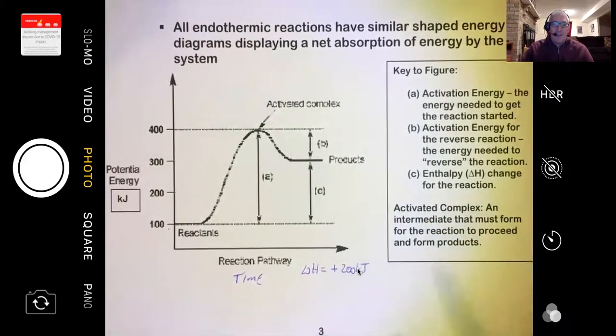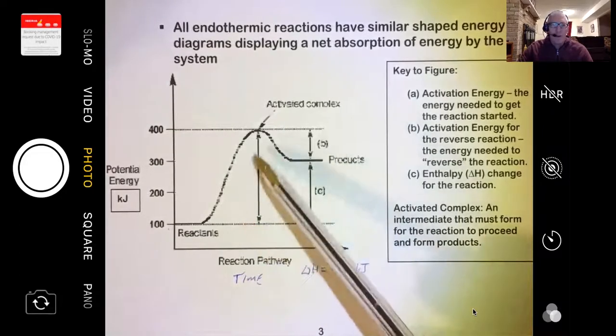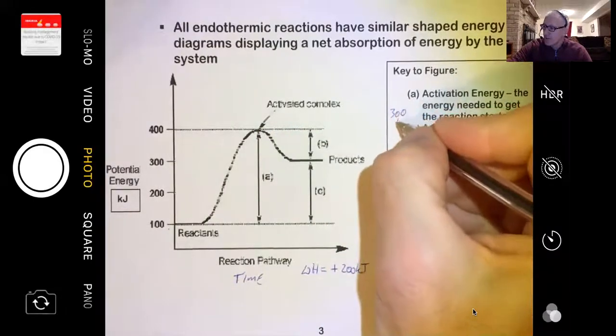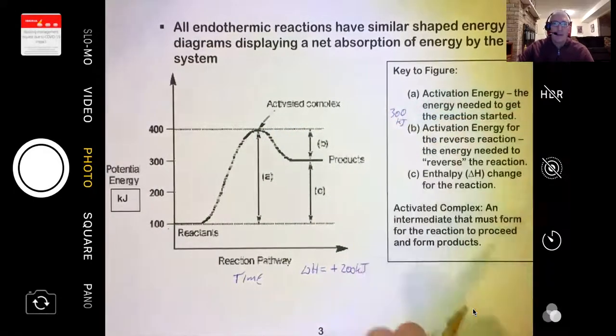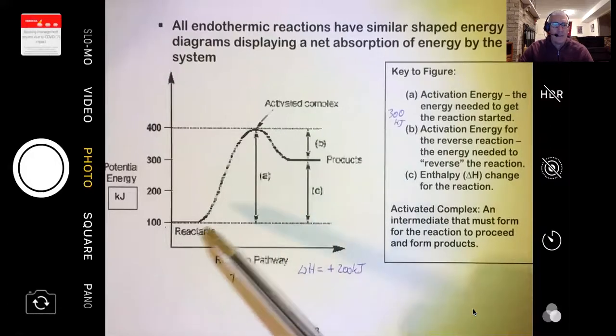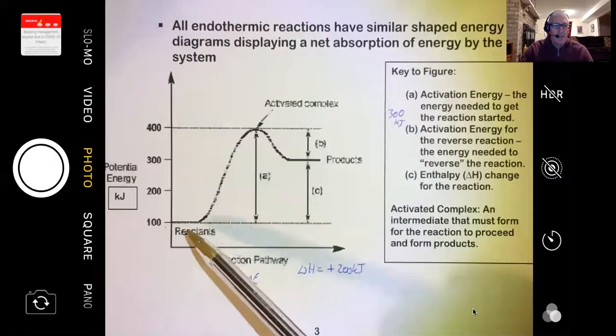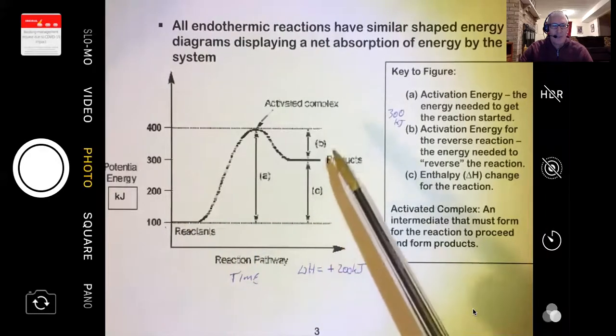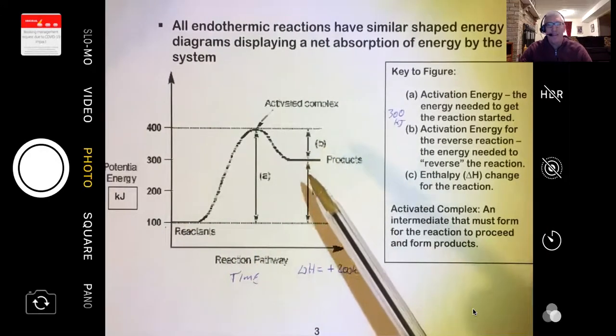The activation energy would be from 100 to 400. So the activation energy would have been 300 kilojoules, right? And let's see, what else do we need to know? The amount of energy that the reactants had would be 100. The amount of energy that the products had would be 300. And then one last thing.